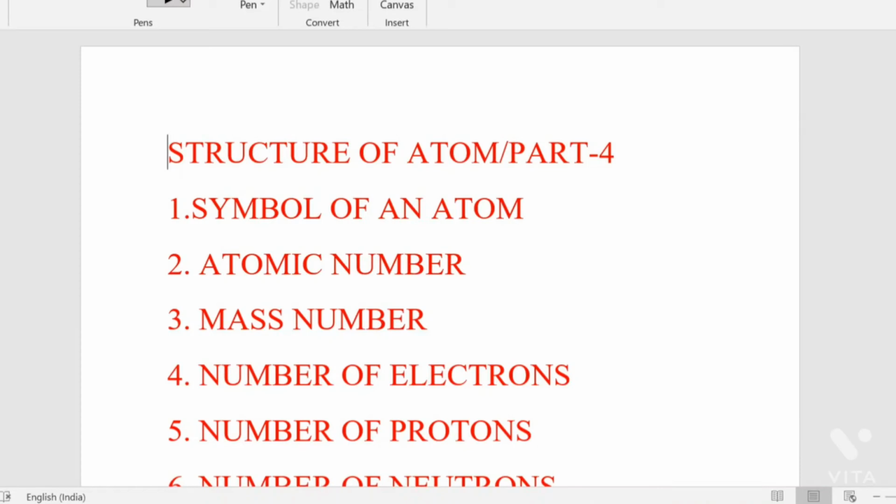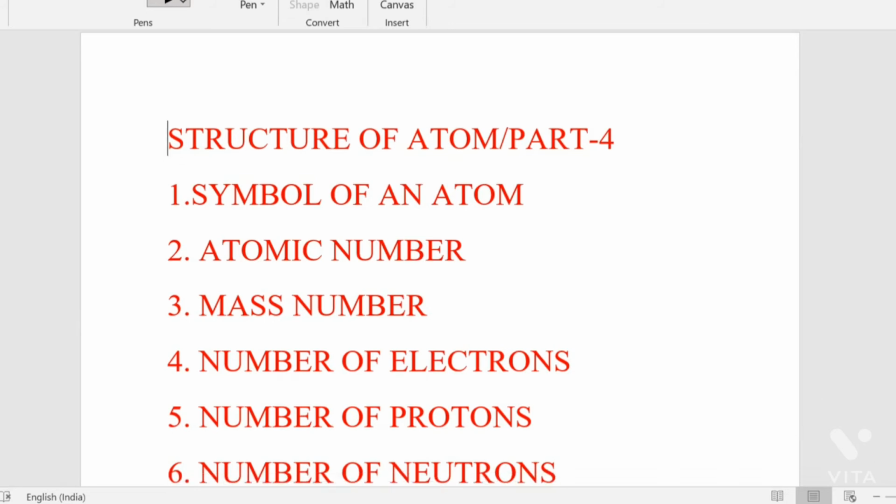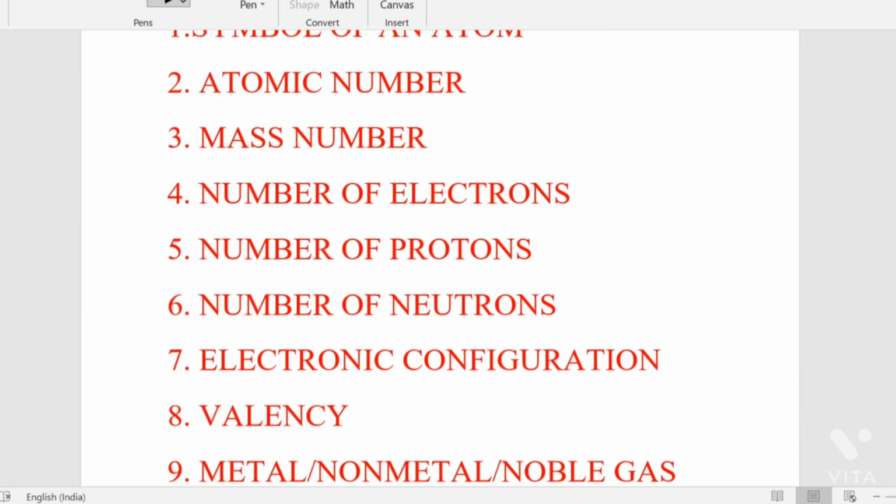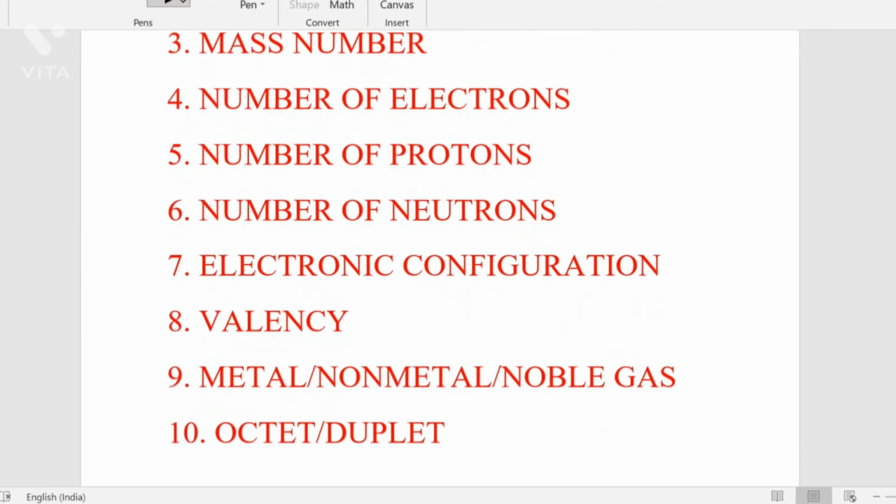Dear students, today we are going to continue part 4 of the structure of atom. Today I'll be showing you how to write the symbol of an atom and what the atomic number and mass number are. Based on this, how to find out the number of electrons, protons and neutrons, and how to write the electronic configuration to distribute electrons in different shells K, L, M, N.